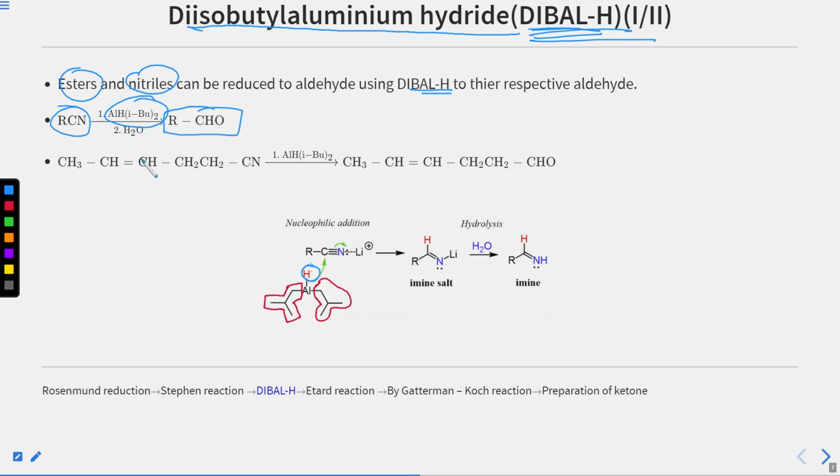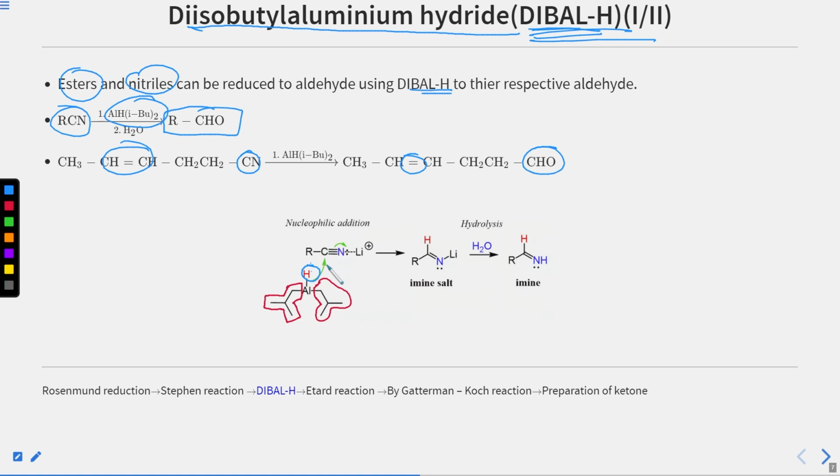Or we can also use a nitrile containing a double bond. Still it will only target the CN, and it will not look upon this double bond. So you should note this thing, that if we have a double bond and you are asked to reduce a nitrile to a CHO, then you will be using this DIBAL-H.